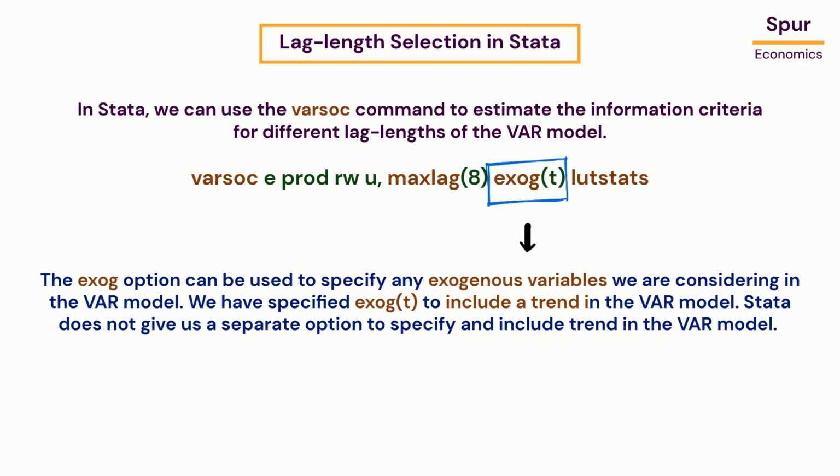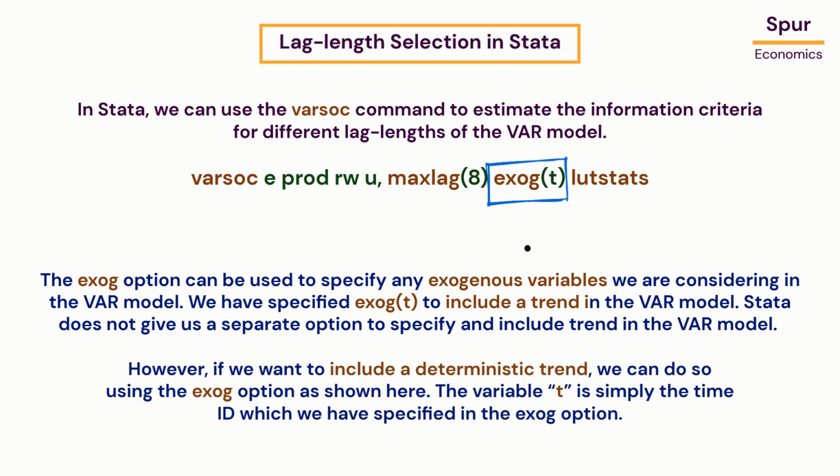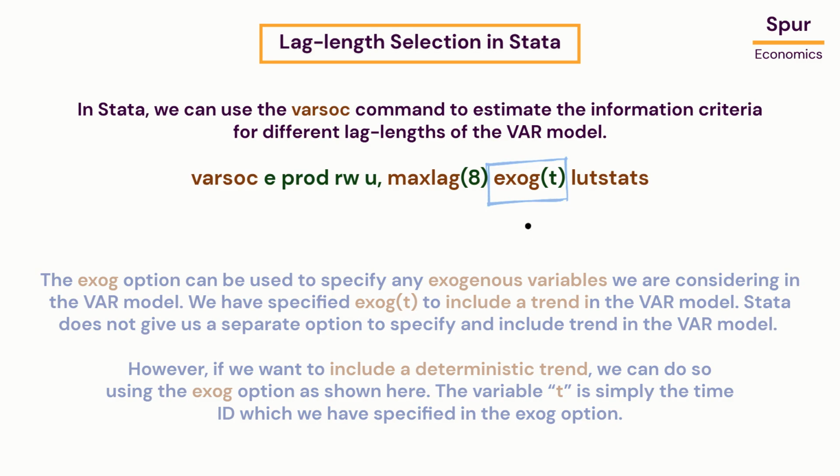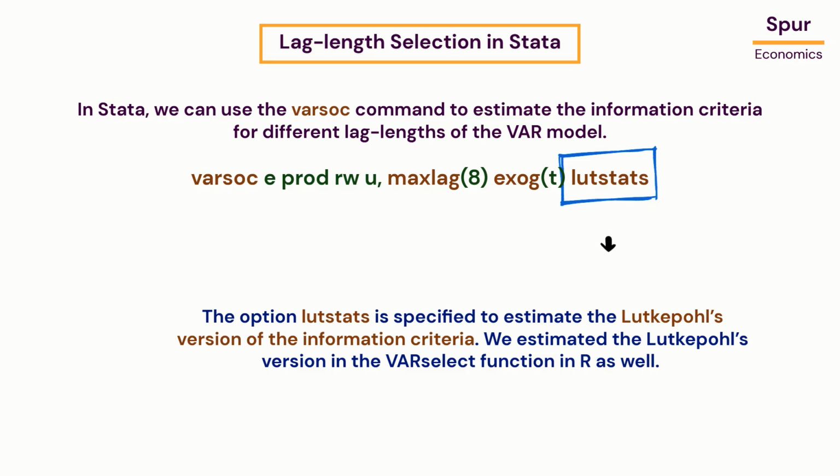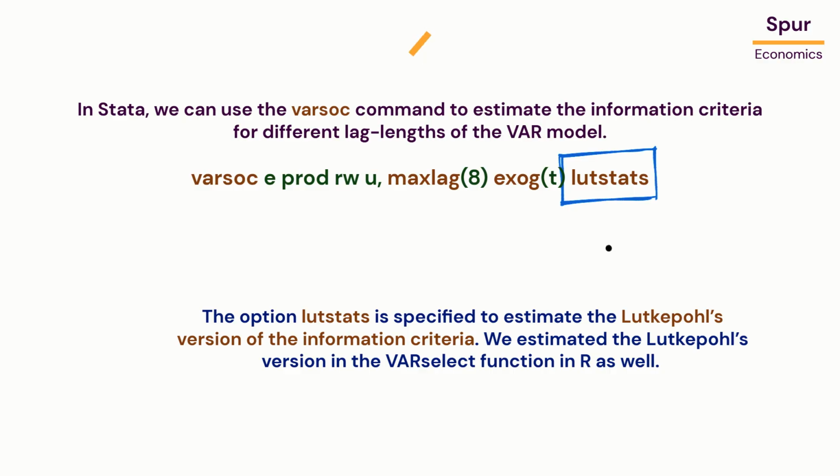The exog option can be used to specify any exogenous variables we are considering in the VAR model. We have specified exog t to include a trend in the VAR model. Stata does not give us a separate option to specify and include a trend in the VAR model. However, if we want to include a deterministic trend, we can do so using the exog option as shown here. The variable t is simply the time ID which we have specified in the exog option. The option LUTSTATS is specified to estimate the Lütkepohl version of the information criteria. We estimated the Lütkepohl version in the VARSelect function in R as well.